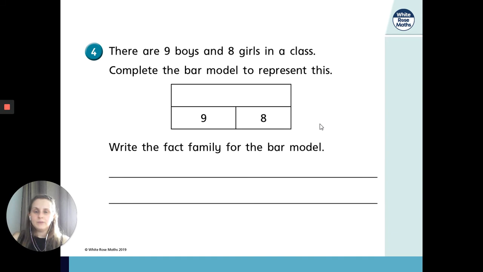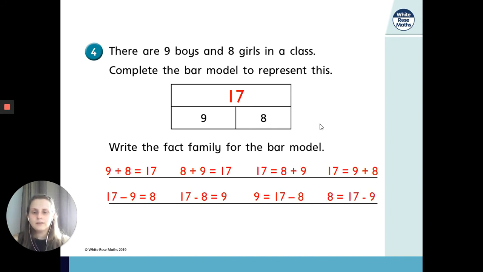Okay, hopefully you've had time to do that. Quickly pause if not, and now we will look at our answers. So 9 add 8 is 17. So from that, here are all of my fact families I needed to have written down. So again, it's just using those same 3 numbers in different orders. Now to pause here and check this one before we move on.